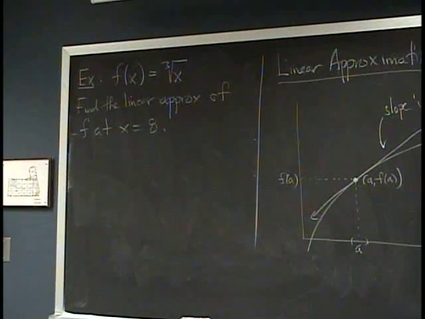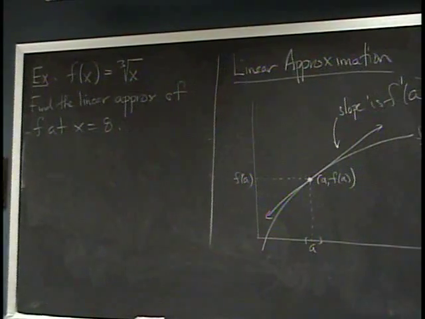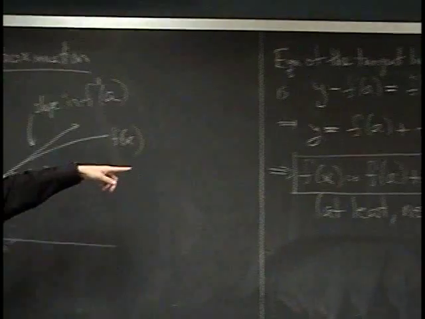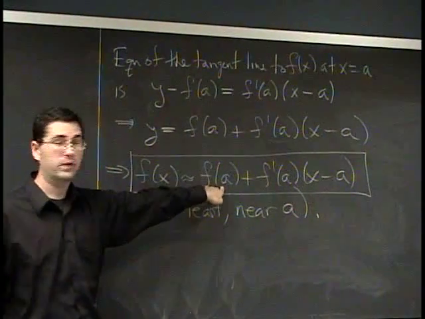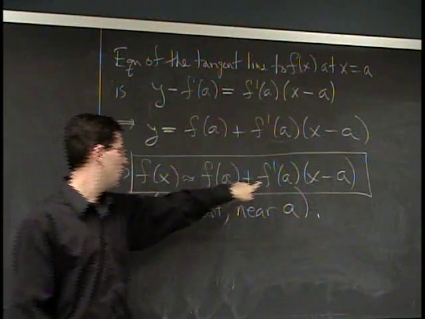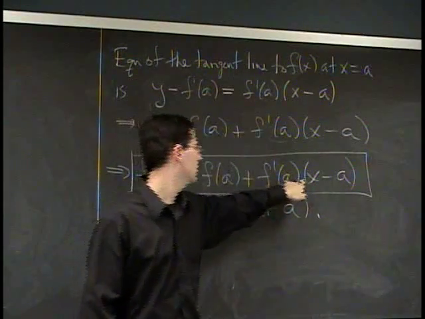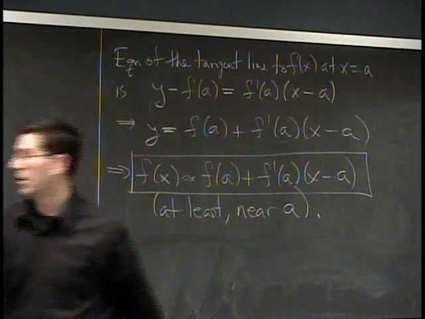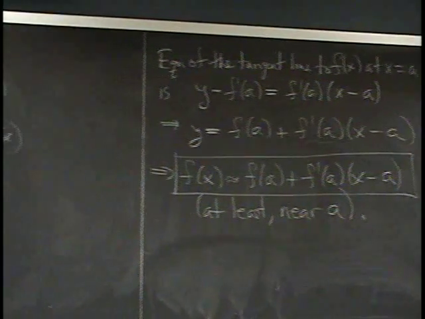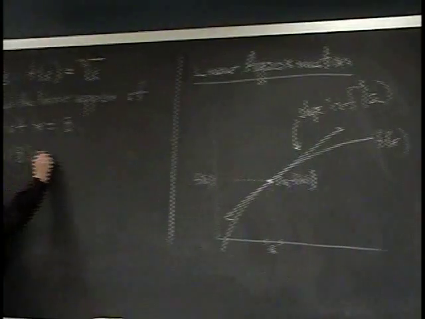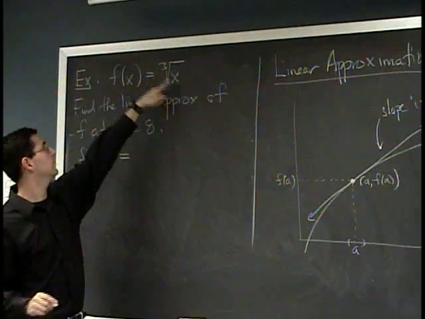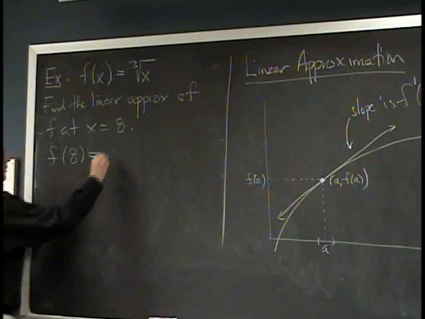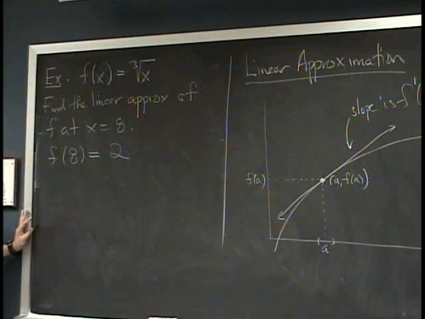Well, our formula tells us what we have to do. We have to find out what the function value is at 8, what the derivative is at 8, and what is x minus 8. Well, that's x minus 8. That's not so hard. So first, what's f of 8? Cube root of 8. 2, right? What do you have to cube to get 8? You start with 2, as long as we don't allow complex numbers.